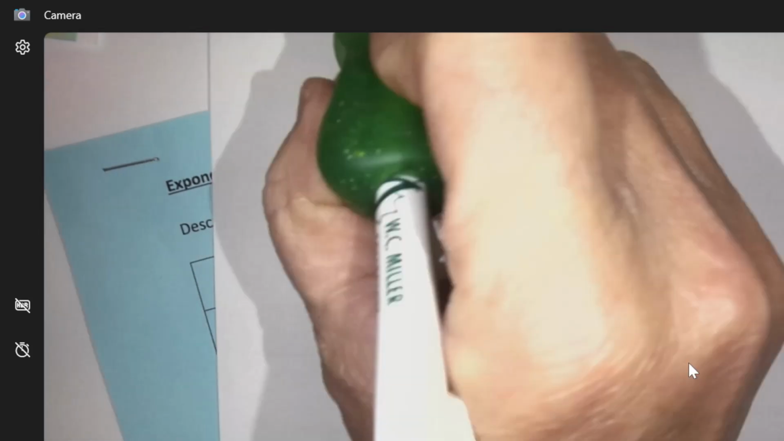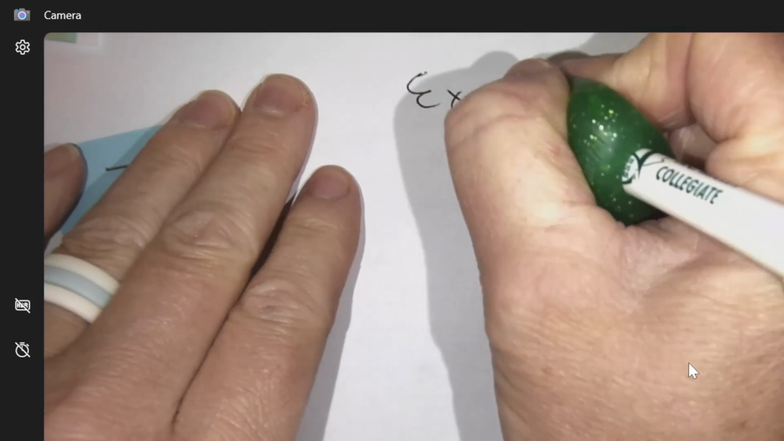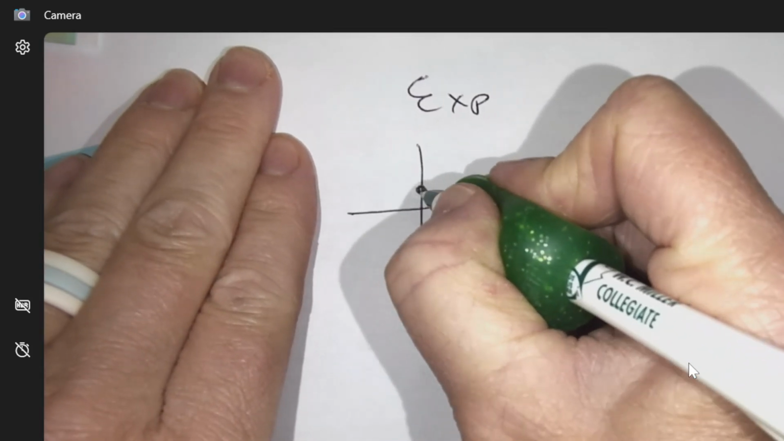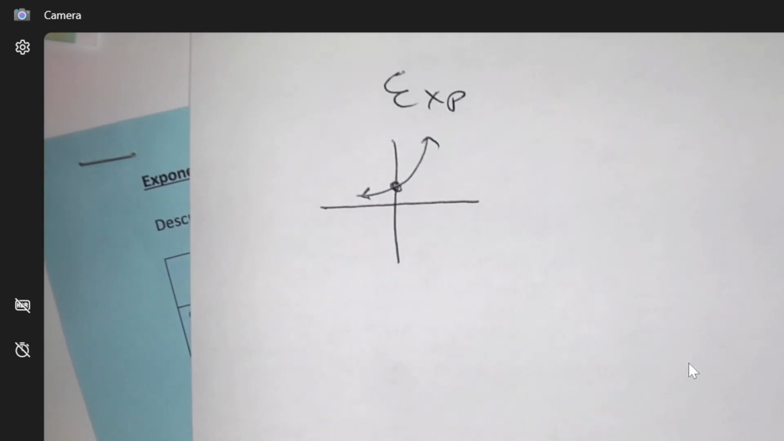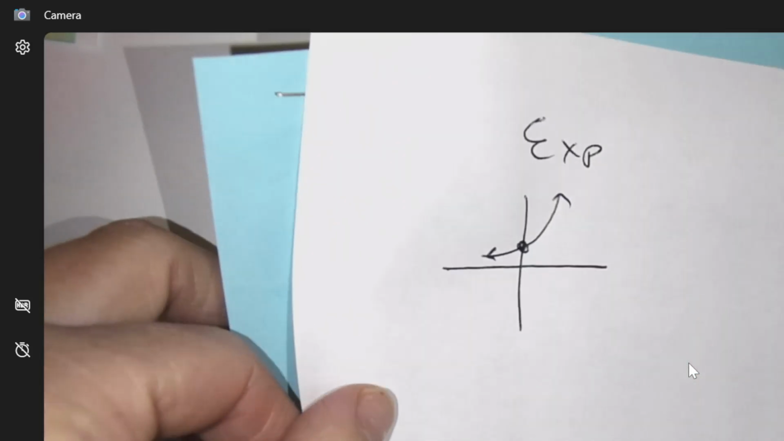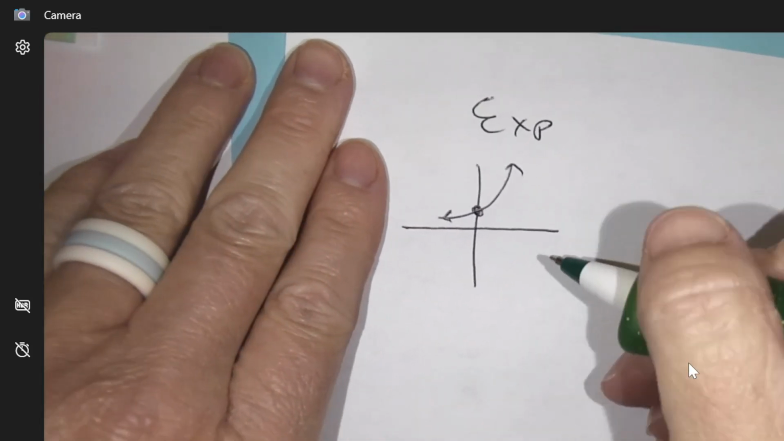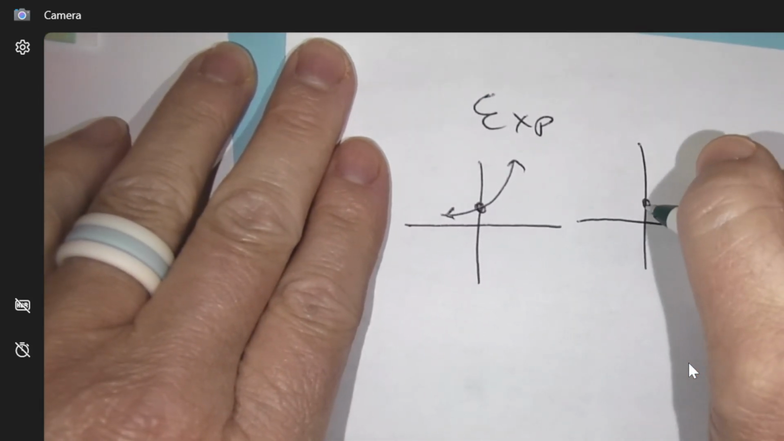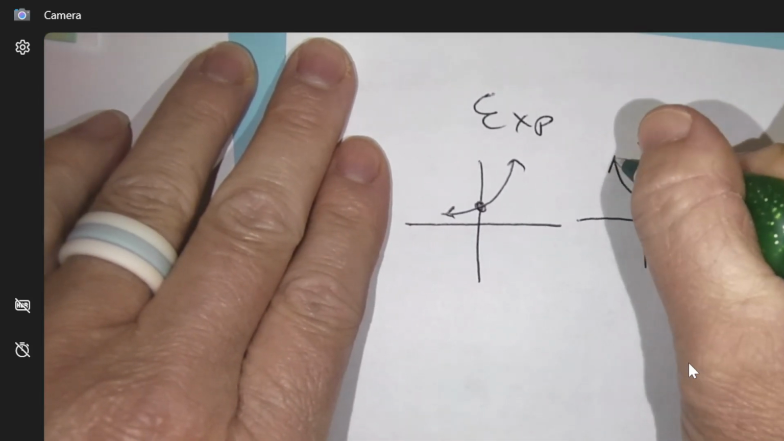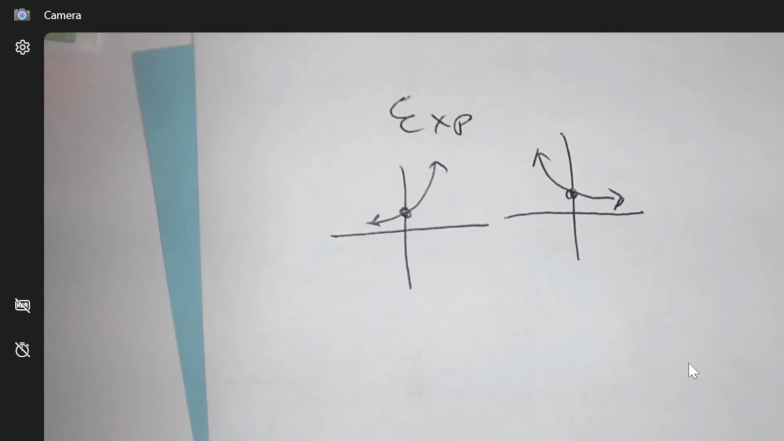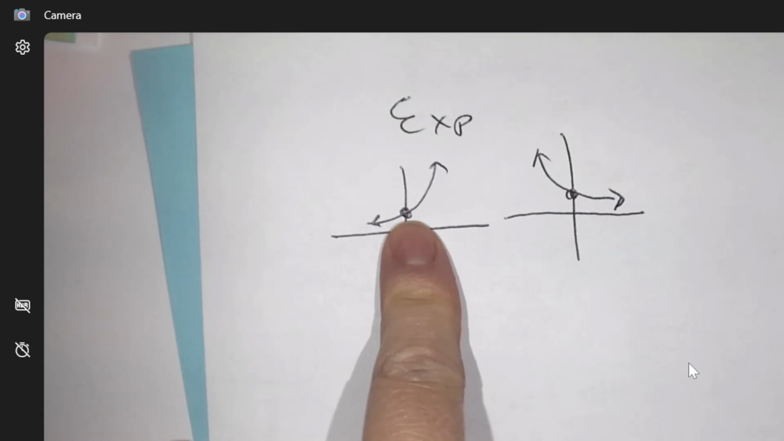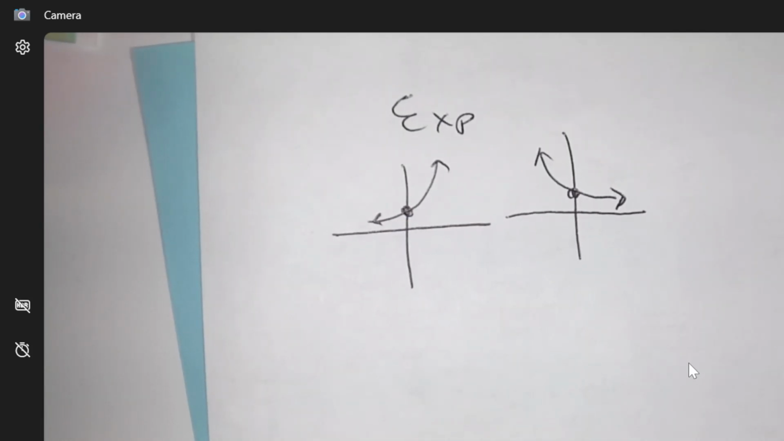Okay, so exponential. This is one option for exponential, and this is another option. Okay. How do I know it looks like this versus that? What tells me?